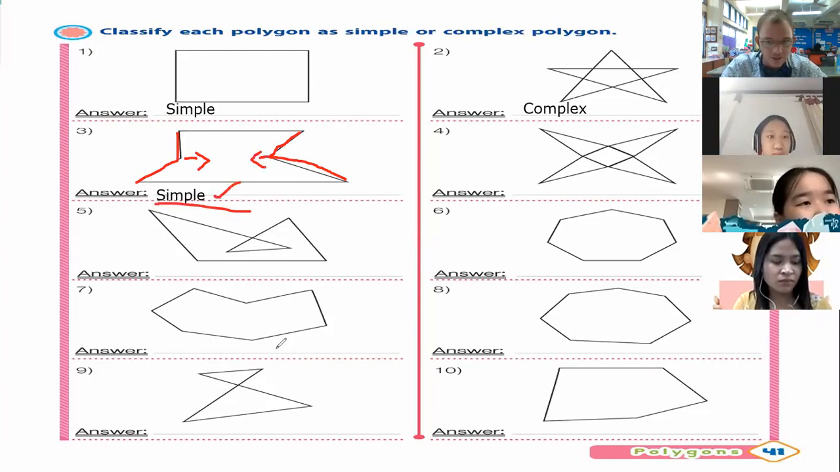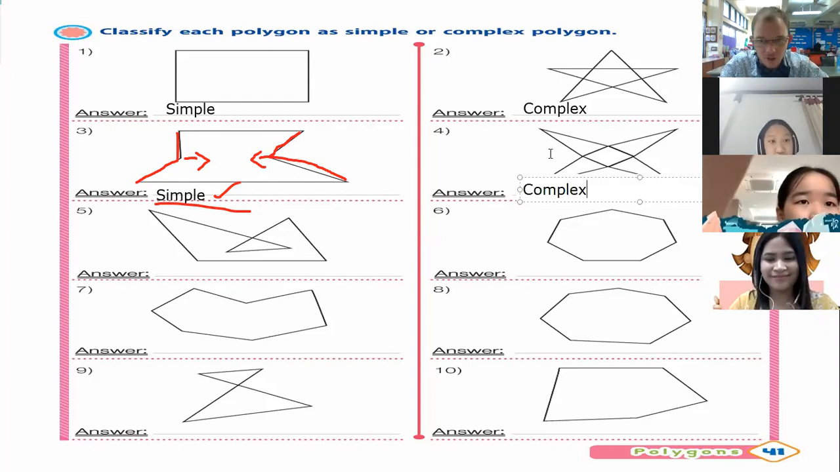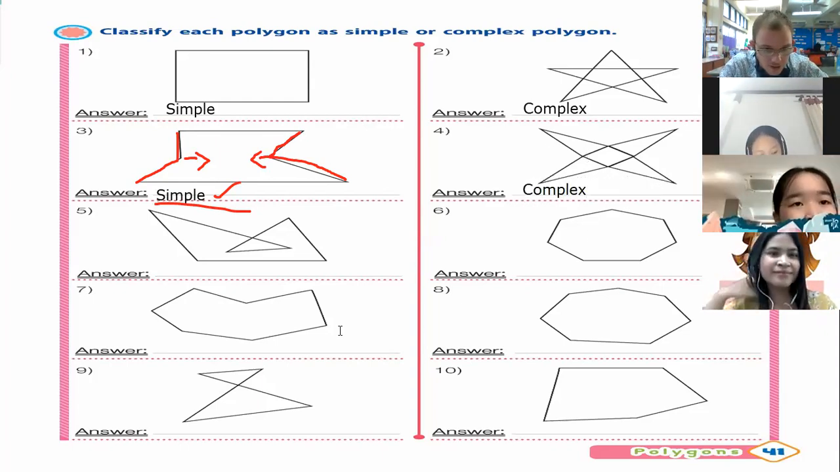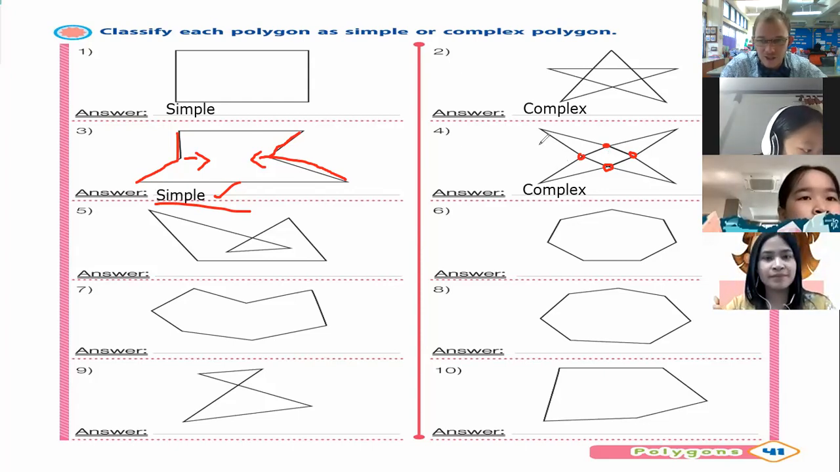Okay, how about number 4? Complex. Why? Because look at all these little points here where the lines are crossing and going through each other. You can see them all here, making it complex. So you can see it's basically like a rhombus with 4 triangles attached. Totally complex. Excellent. Number 5.